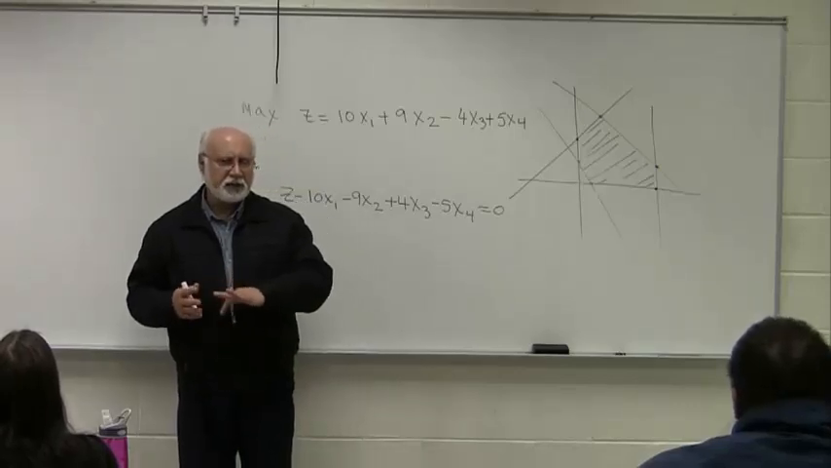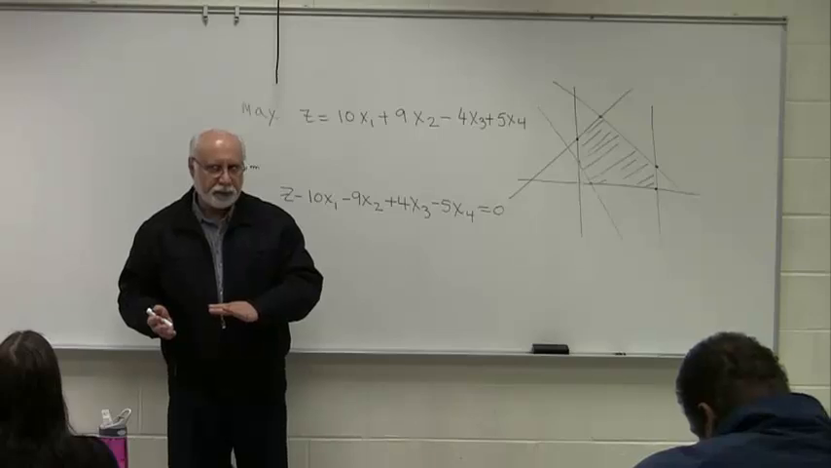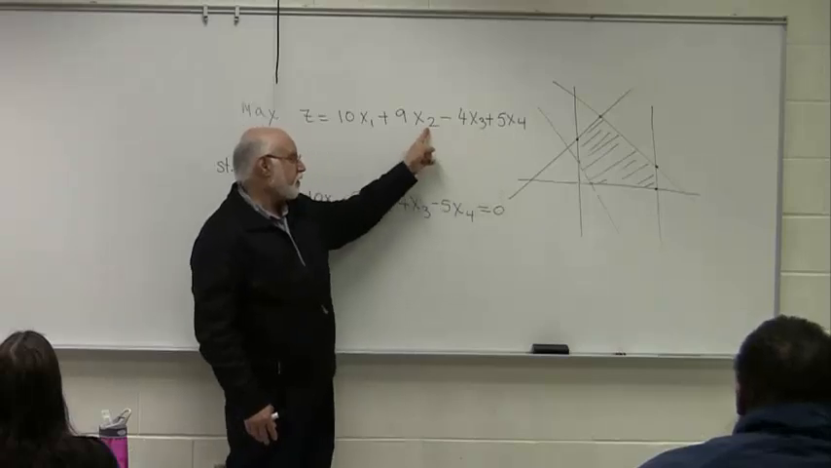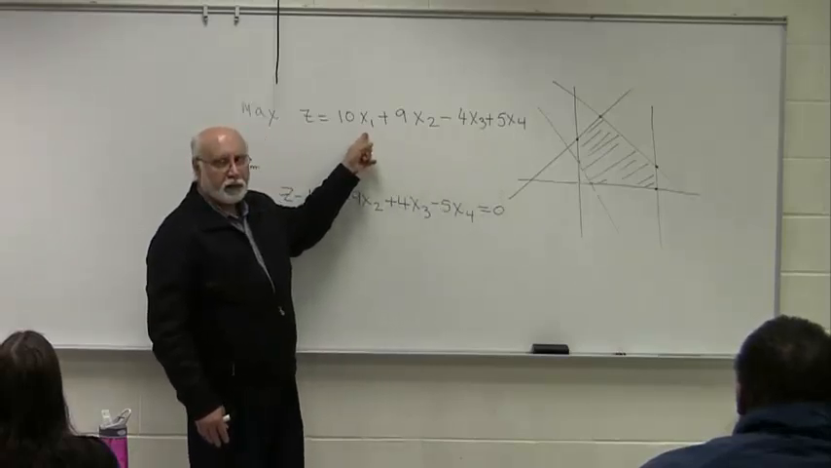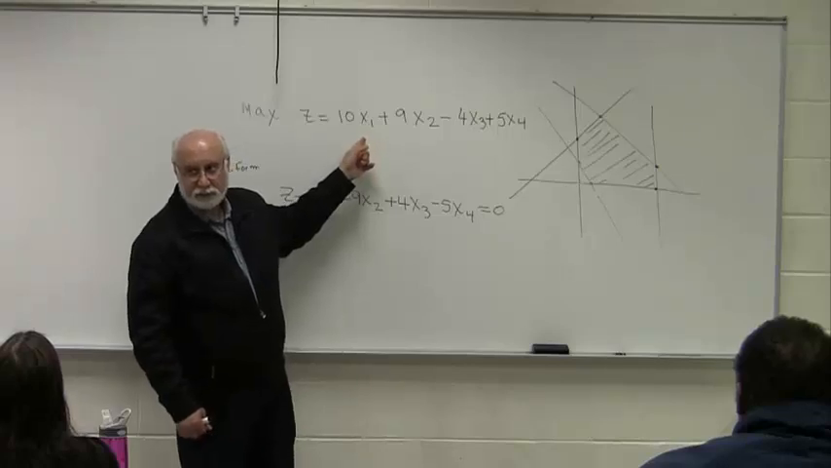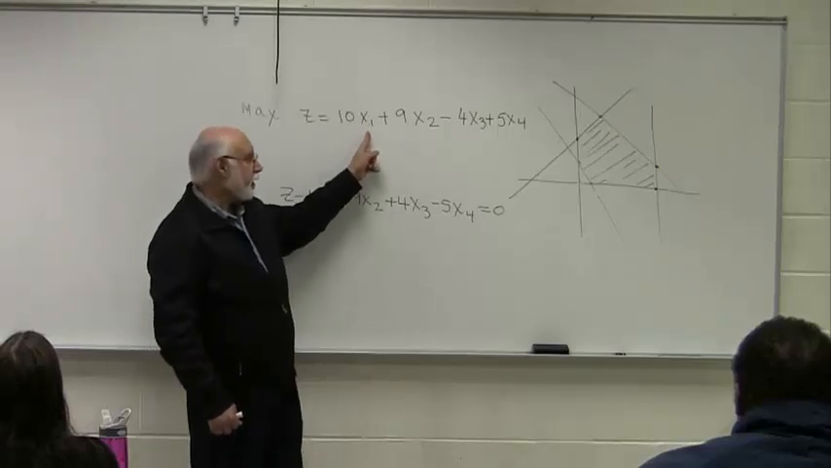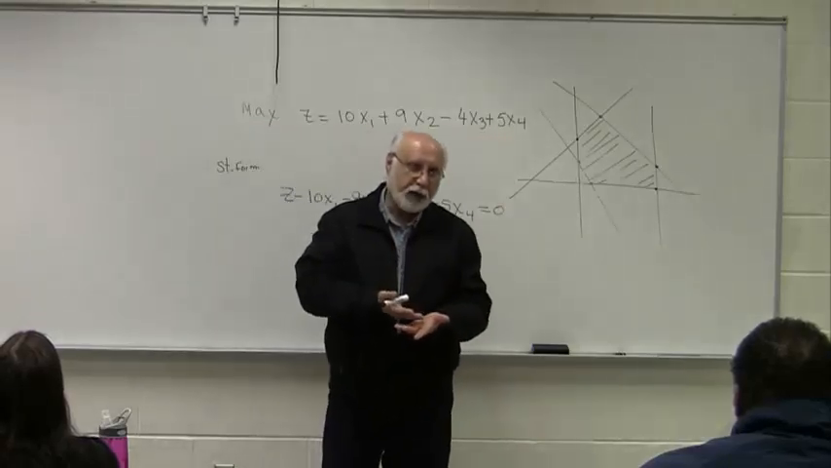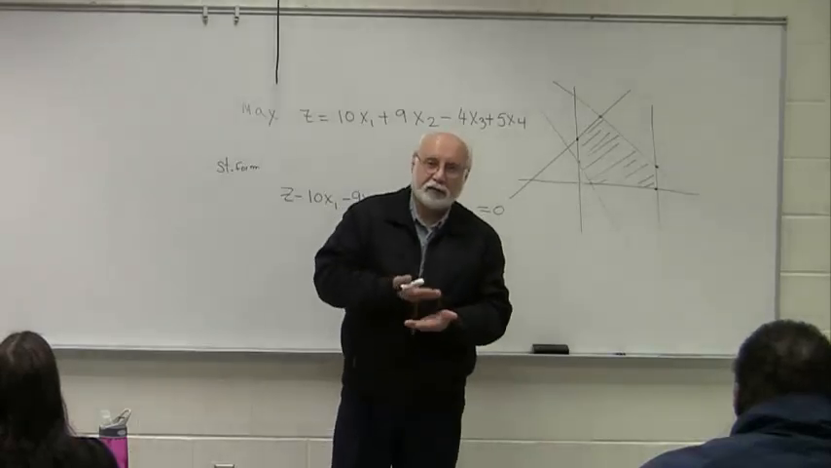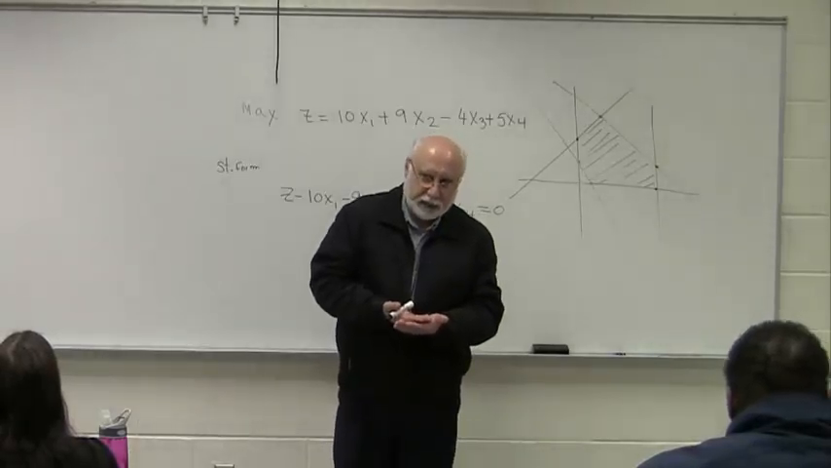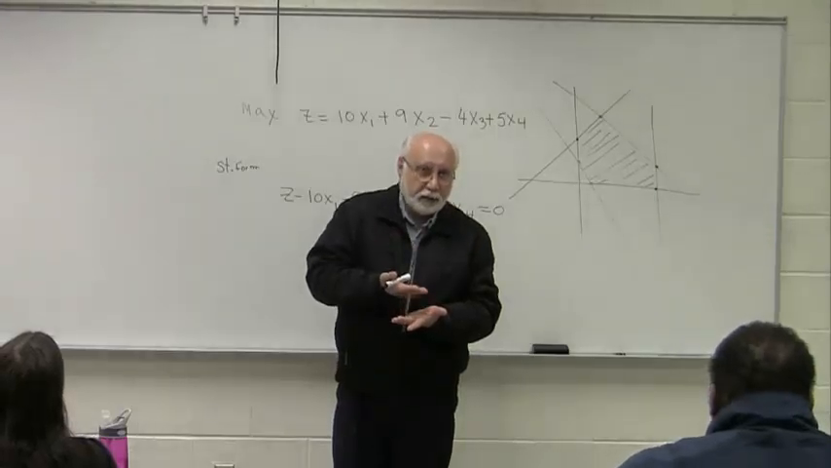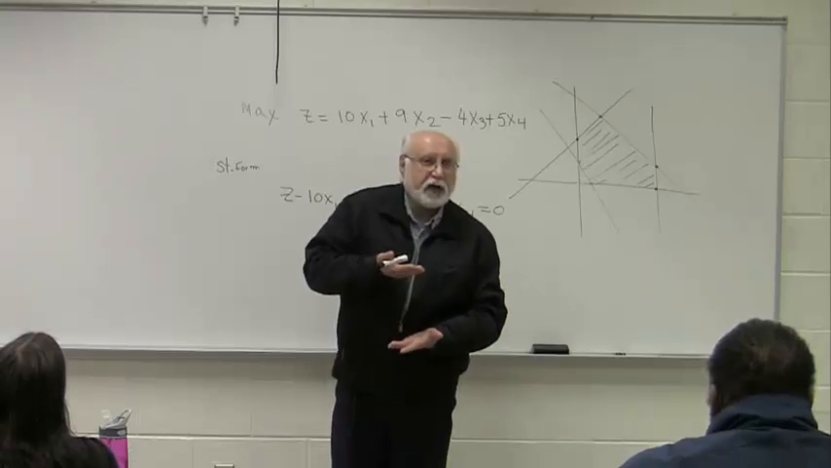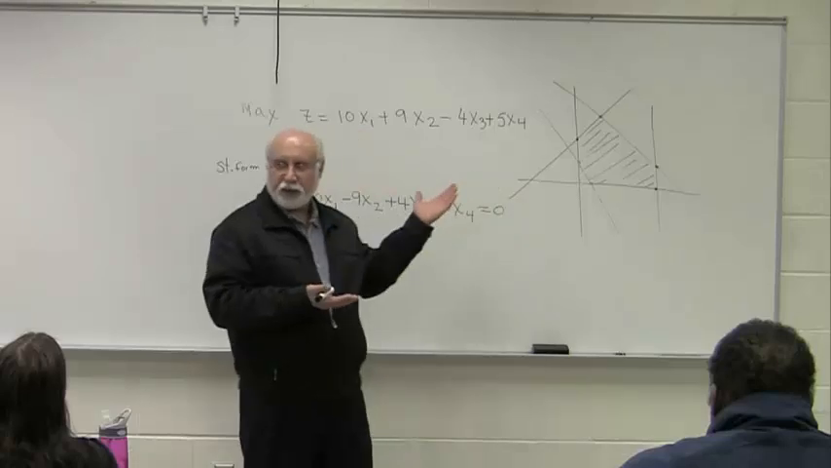And I say, is Z0 optimal? I will look in here. And so all these things are 0. I can do better than 0 by raising one of these values. By raising them from what? From 0. Increasing them. And as I increase those values, Z increases.